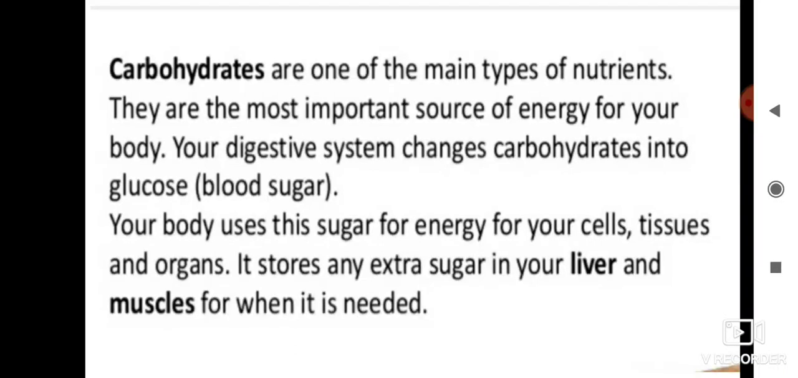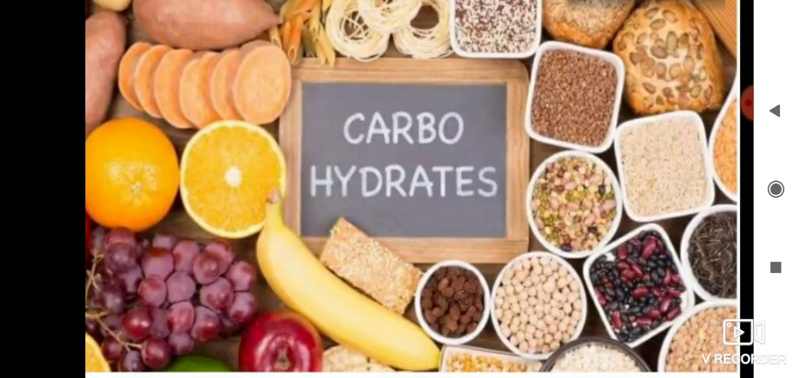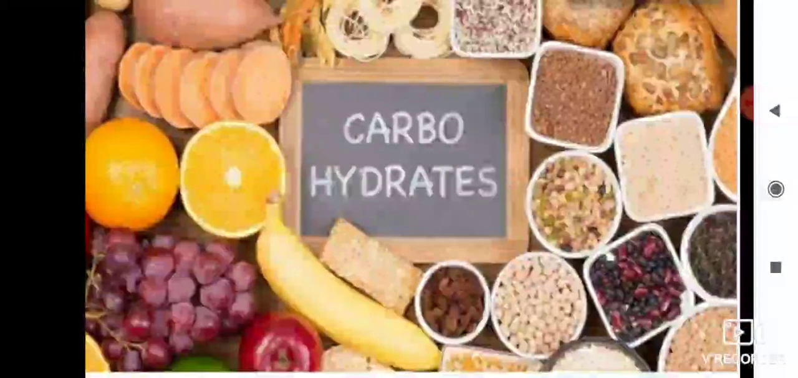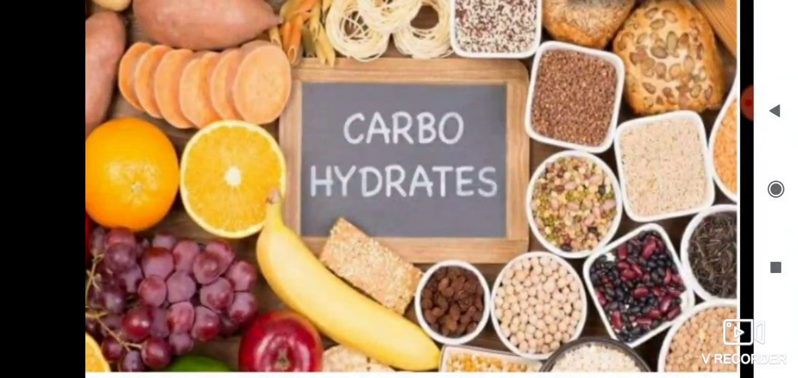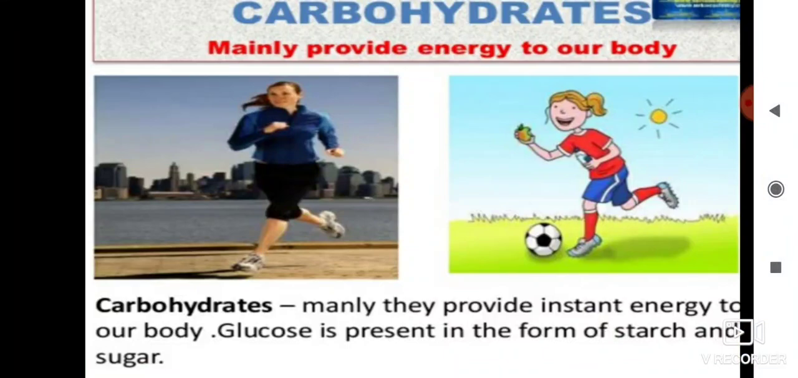Next, let us see the sources of food which contain carbohydrates. In this picture you can see varieties of food that we consider as carbohydrates. Carbohydrates mainly provide instant energy to our body. Glucose is present in the form of starch and sugar.